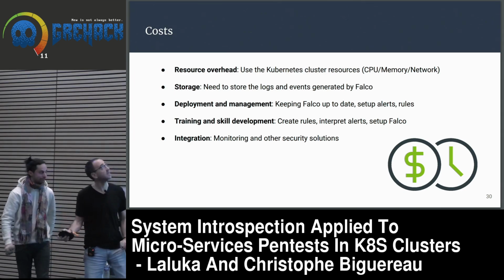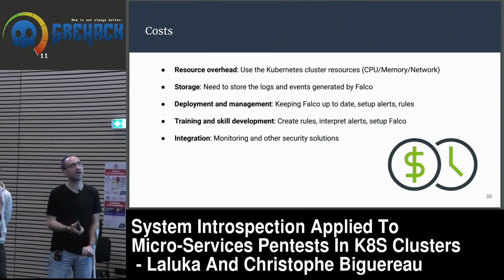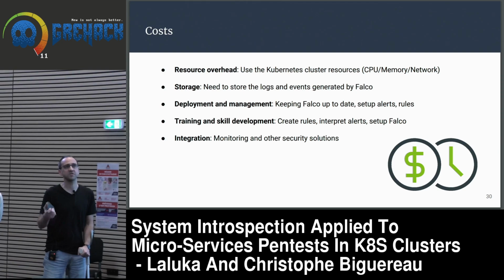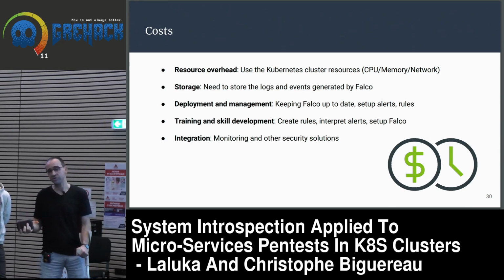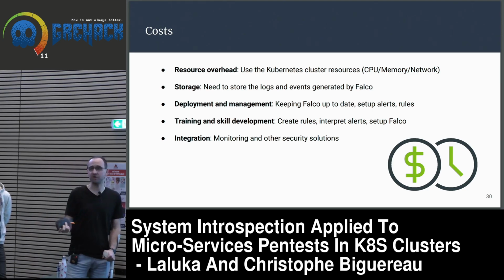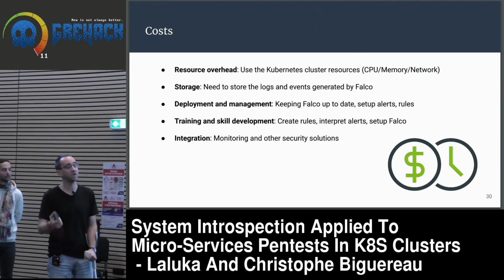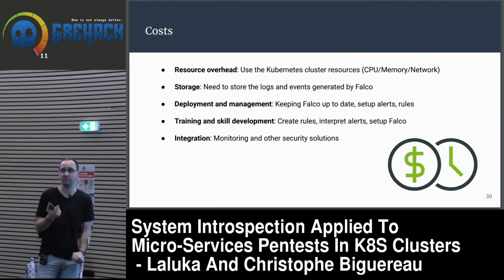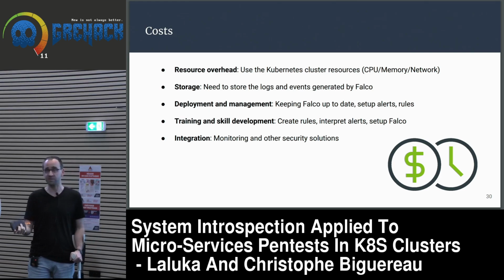Thanks. What does it cost to run Falco on our infrastructure? How does it cost in money and also in time? The first thing is the resource overhead. Because you deploy Falco on our Kubernetes, you will consume resources, so the CPU, the memory, the network, but also the storage, because Falco generates some logs and events, and these events and logs, you need to store them.